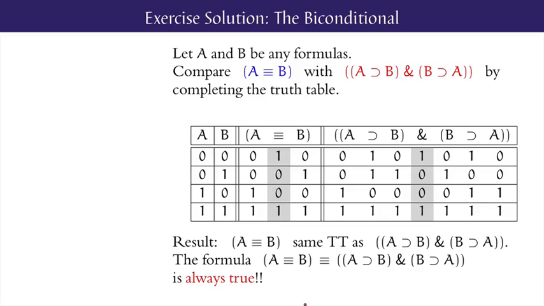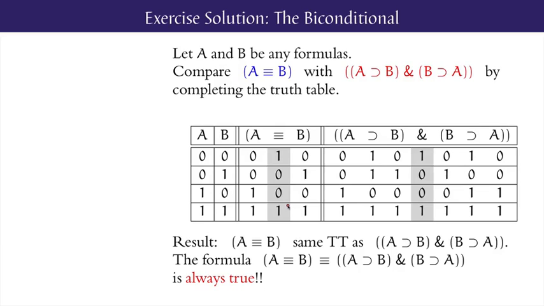How did you go? Let's quickly review the solution. In the column under the horseshoe symbol within A horseshoe B, we get the pattern 1, 1, 0, 1. Whilst in the column under the horseshoe symbol in B horseshoe A, we get the pattern 1, 0, 1, 1. By taking the conjunction, we end up with the column 1, 0, 0, 1, which is exactly the same as A if and only if B.